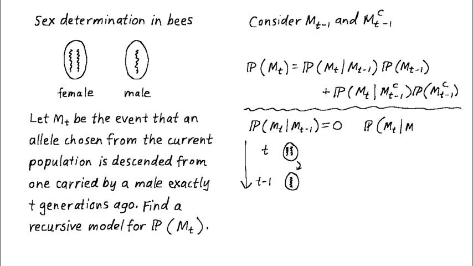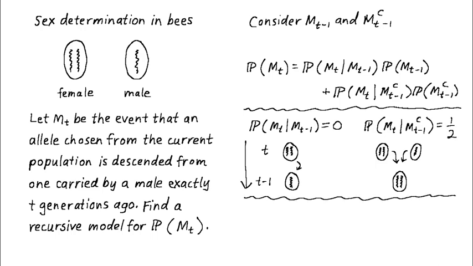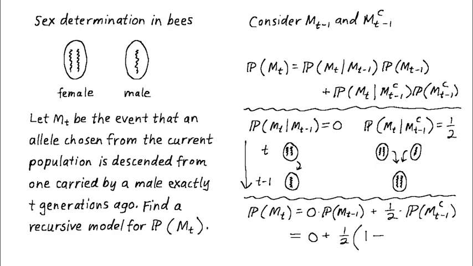Shifting gears, we'll now work on the assumption that the ancestral allele was found in a female T-1 generations ago. In other words, the line of descent passed through one of two alleles that were equally likely to have come from a male or female in the previous generation. It follows that the conditional probability in this case is 1/2. Returning to the main formula and subbing in our results, we arrive here. Using the fact that the probability of the complement of m sub t-1 is simply 1 minus P of m sub t-1, we end up with the recursive model we were looking for.